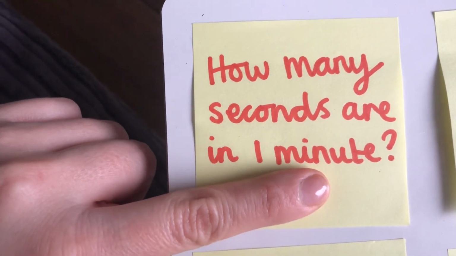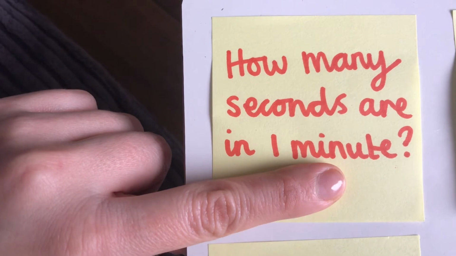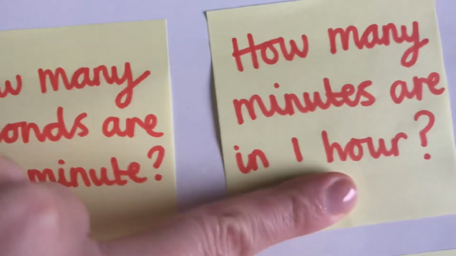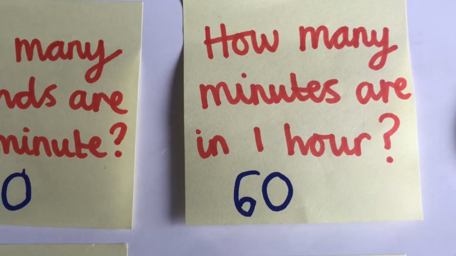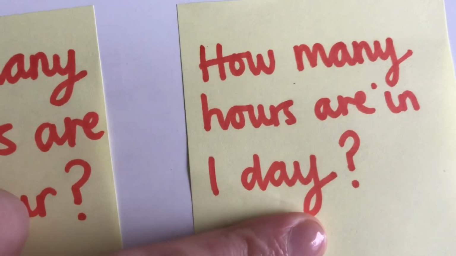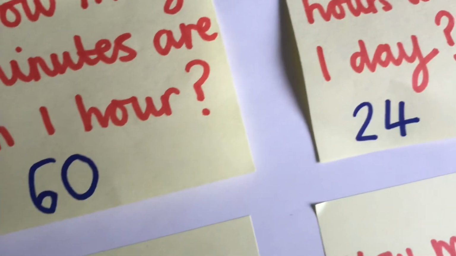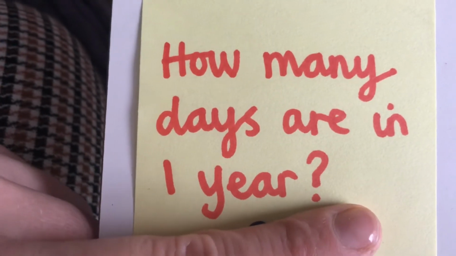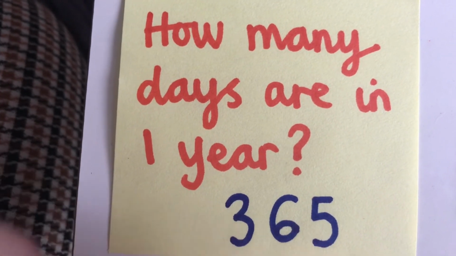Recap time. How many of these can you remember? See if you can answer these questions. How many seconds are in 1 minute? Well done if you said 60. How many minutes are in 1 hour? 60 again. There are 60 minutes in 1 hour. How many hours are in 1 day? 24 hours are in 1 day. How many days are in 1 year? I'll give you a clue. It's a 3-digit number. It starts with the number 3. 365 days are in a year.